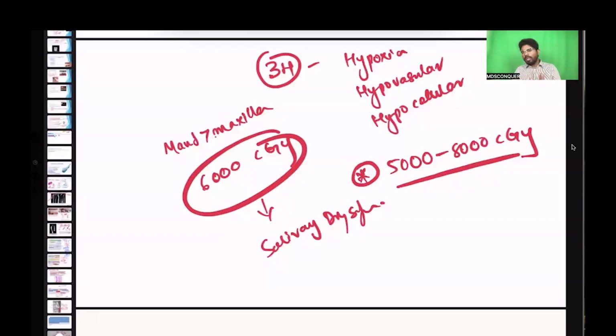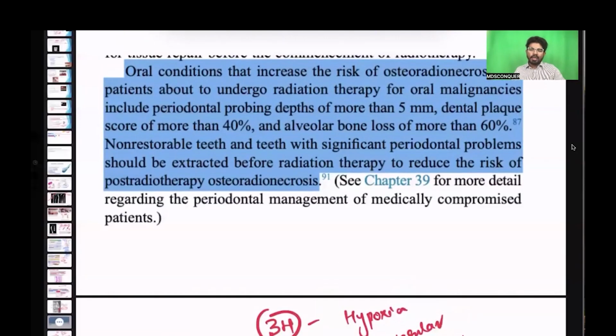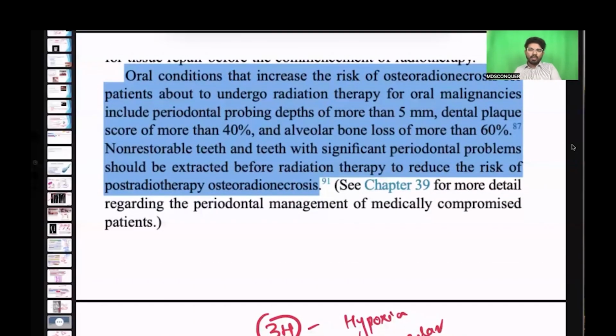Now, one common treatment that I know about osteoradionecrosis is hyperbaric oxygen therapy, right? Right, hyperbaric oxygen therapy. In detail, we'll discuss it in oral surgery. Okay. And now, before going to the lines which are given in Karanja, the risk is more in these cases. This is the line which is given in Karanja, so I kept it as a screenshot.